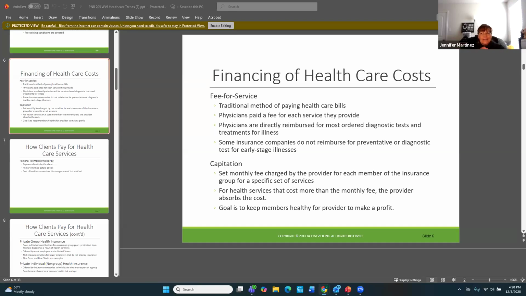All right, they get a monthly fee for each member that has the insurance as their insurance company. And so that provider will get, I'm just going to say $25. So for every person that has the insurance, that provider is going to get $25 per month for that person, or for whatever amount of time it is. And so they have that money whether or not that person uses those healthcare services or not.